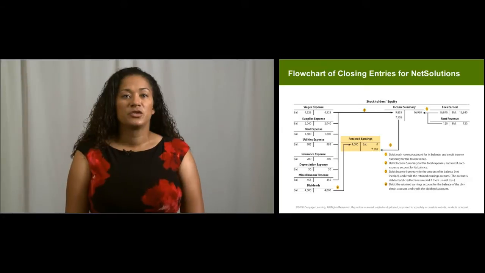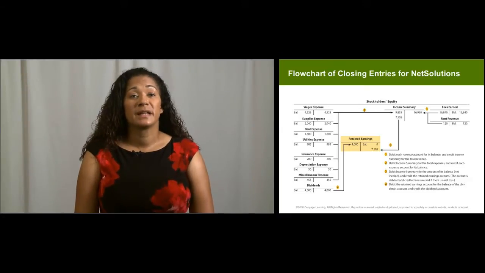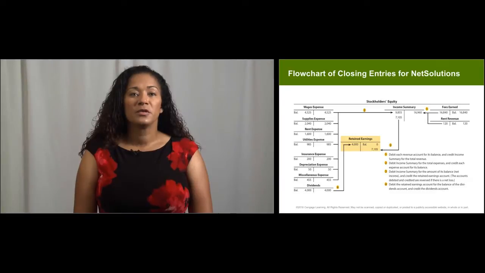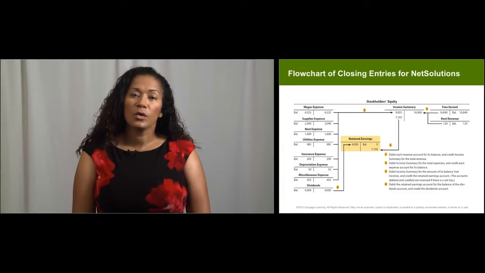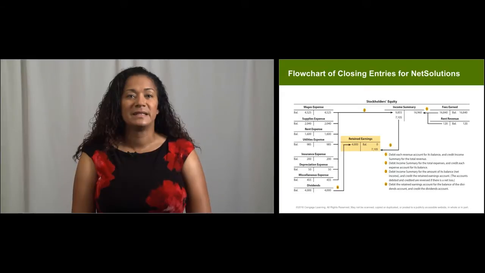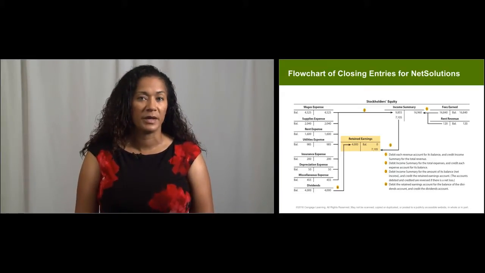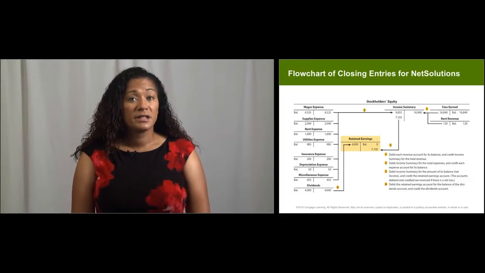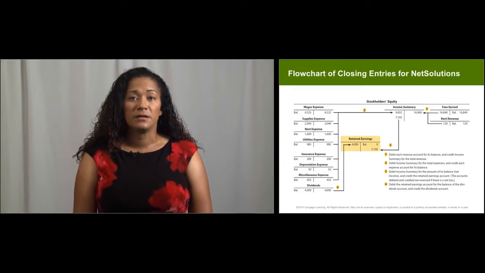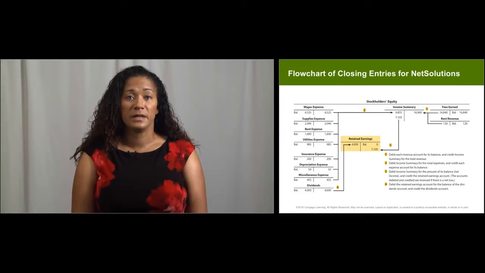The second step is to transfer or close all of the expense accounts to income summary. Per the T accounts in the flow chart, there are 7 expense accounts that need to be closed. Let's review wage expense. According to the T account for wage expense, there was a debit balance of $4,525. The entry to close wage expense is to credit wage expense $4,525 and debit income summary $4,525. The credit to wage expense will zero out the debit balance in the wage expense account and transfer the balance to income summary.